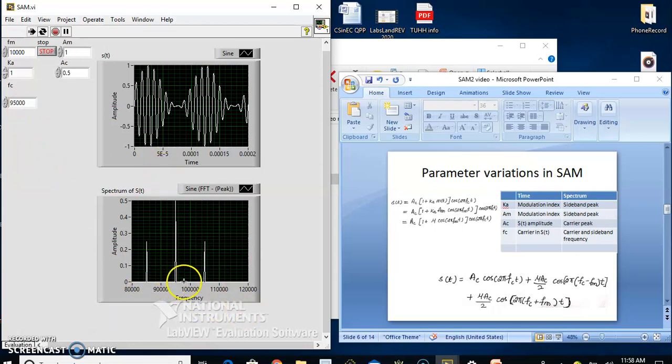So this way you can modify it when you change the carrier frequencies. This way we can see the variations of different parameters, both in the spectrum as well as the time response.